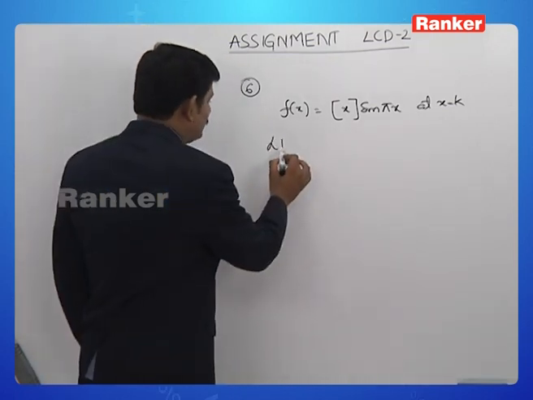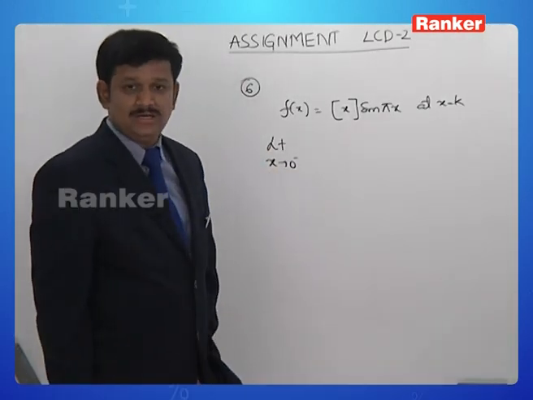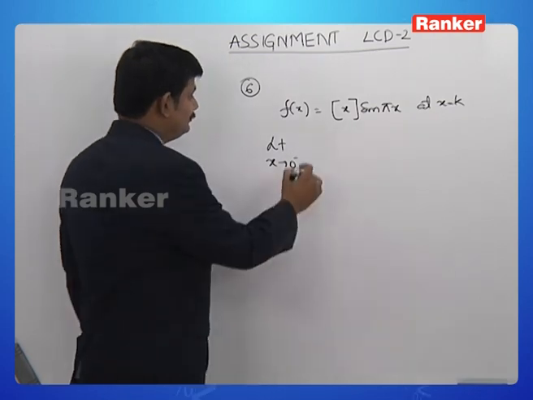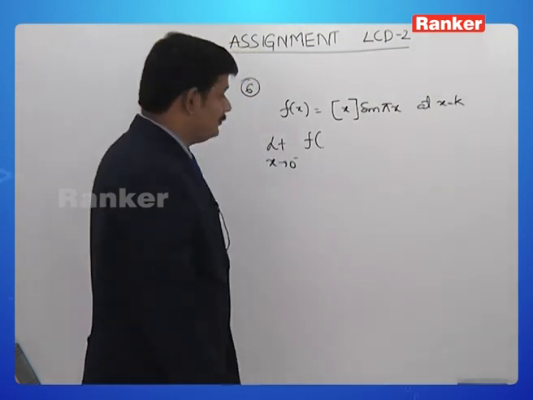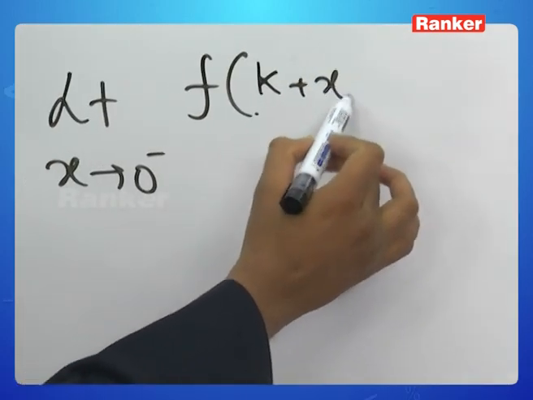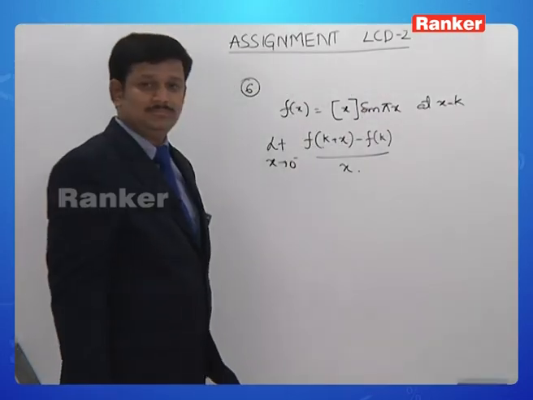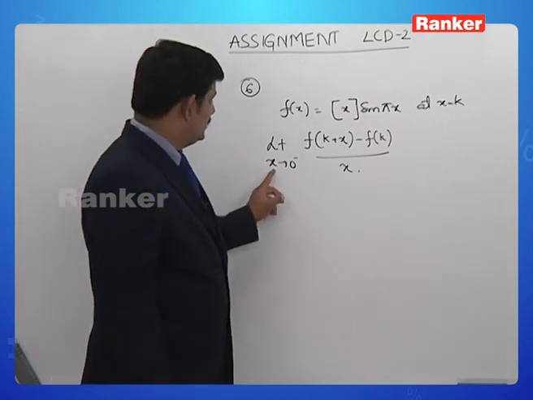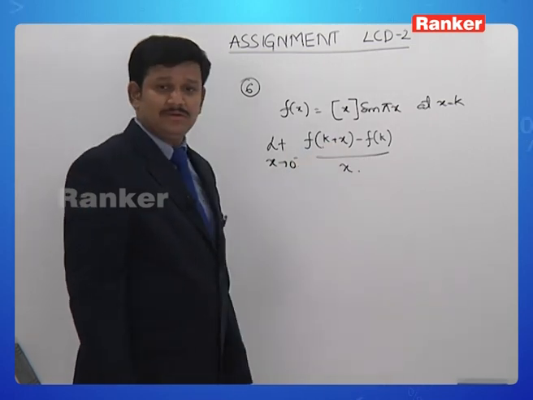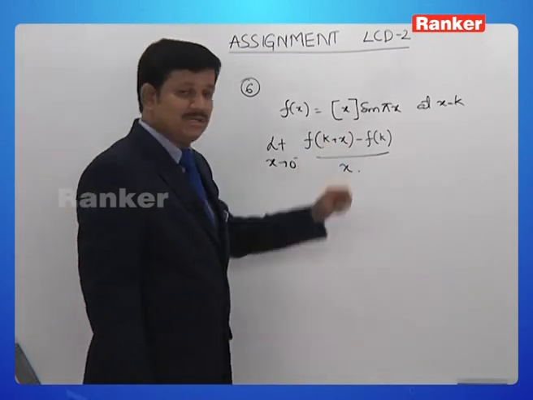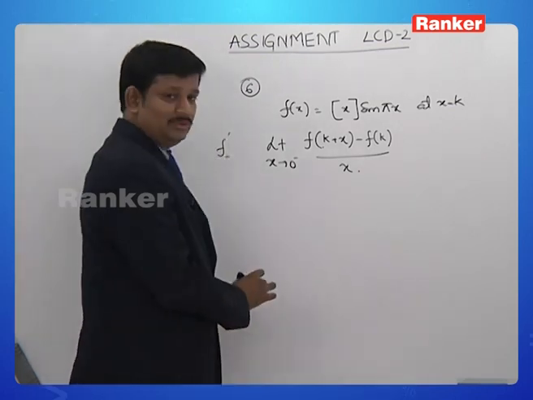So for the left hand derivative, we know the definition: limit x tending to 0 minus f of, at which number we are evaluating, at k, k plus x minus f of k divided by x. Left hand derivative will be limit x tending to 0 minus f of k plus x minus f of k divided by x. This will be the left hand derivative at k.